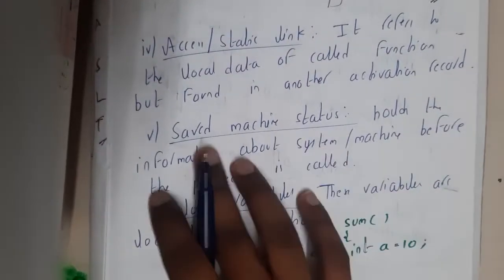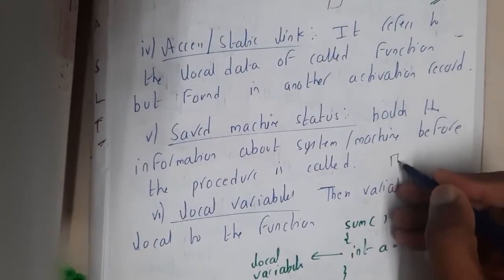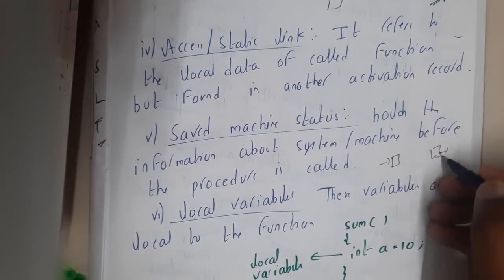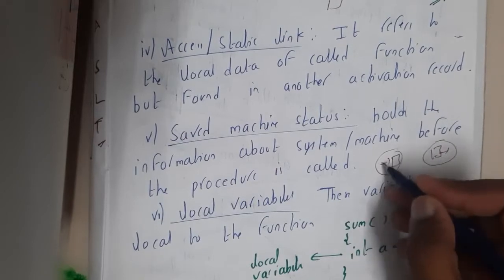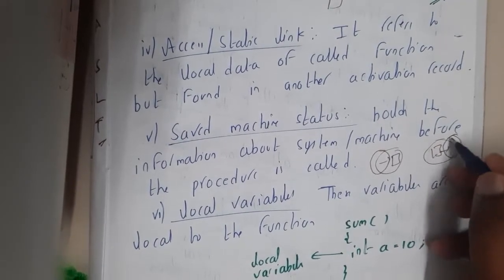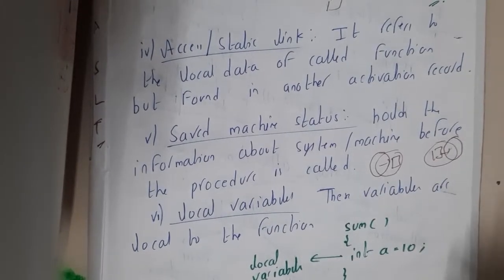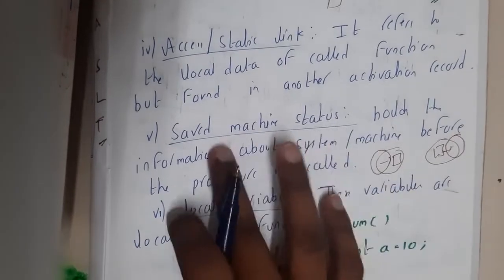Okay, similarly the saved machine status. Whenever a particular process has been started and it has ended, the system should always be in the existing state. If it was in a normal state previously, even after the execution it should be in the same state. It should not affect the state of the machine. That is the reason why we store the statuses, guys.